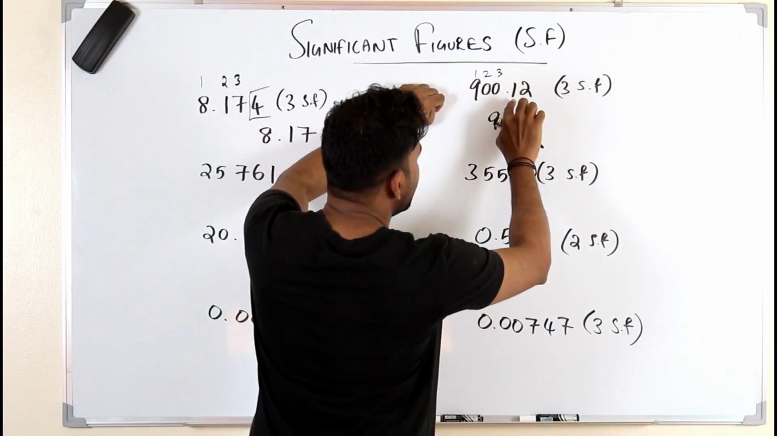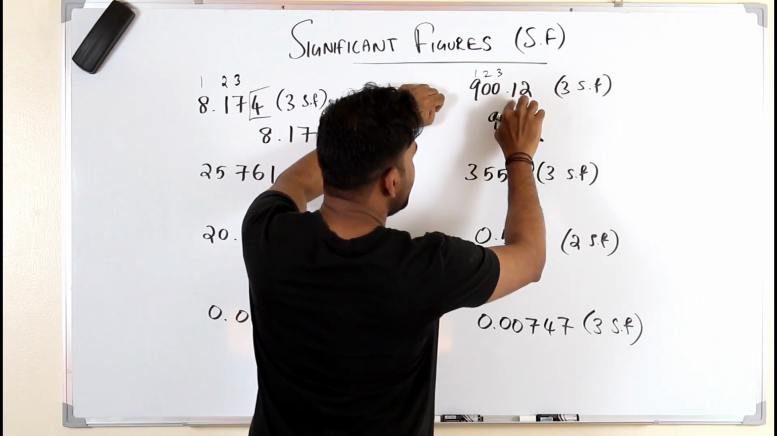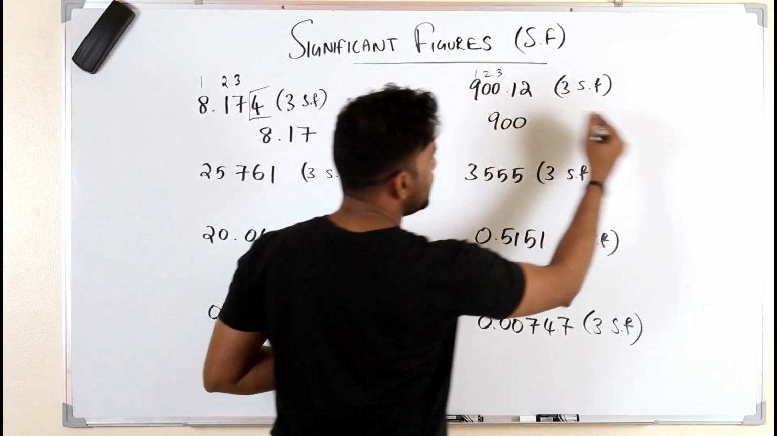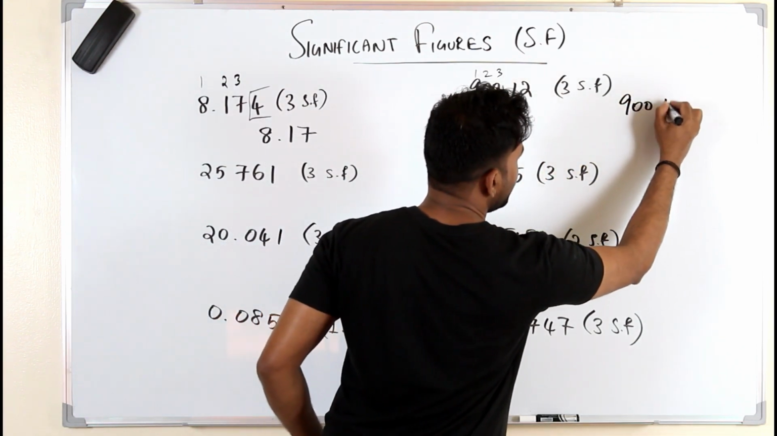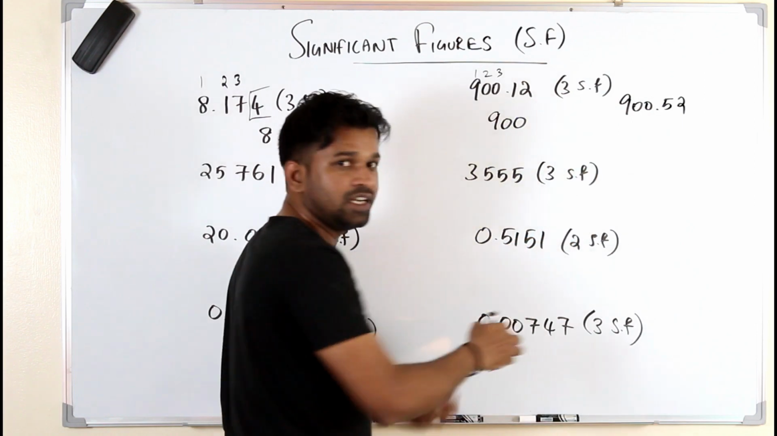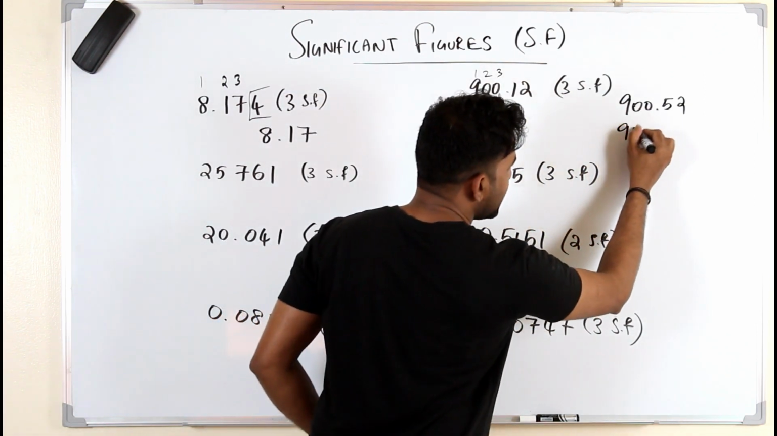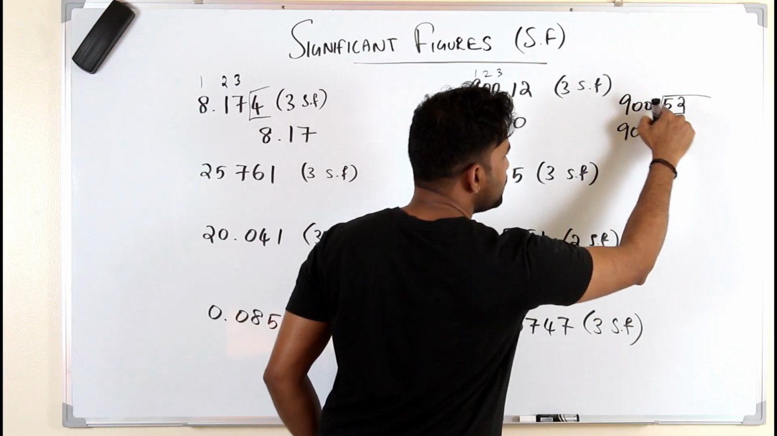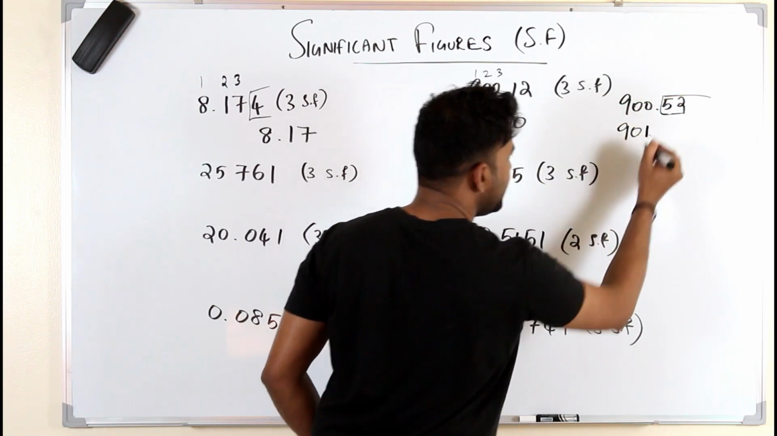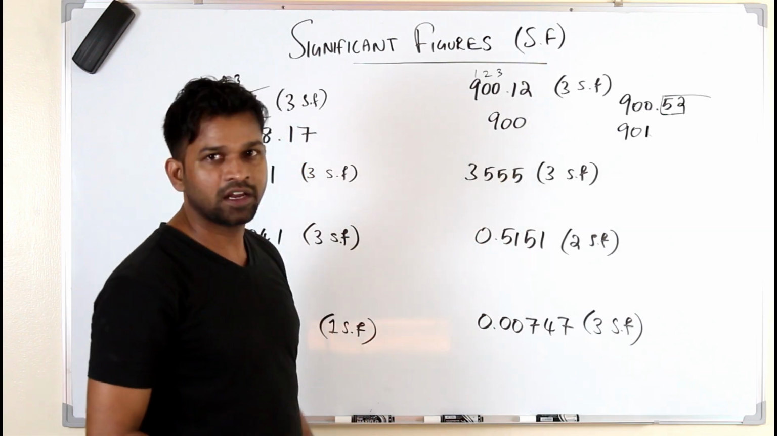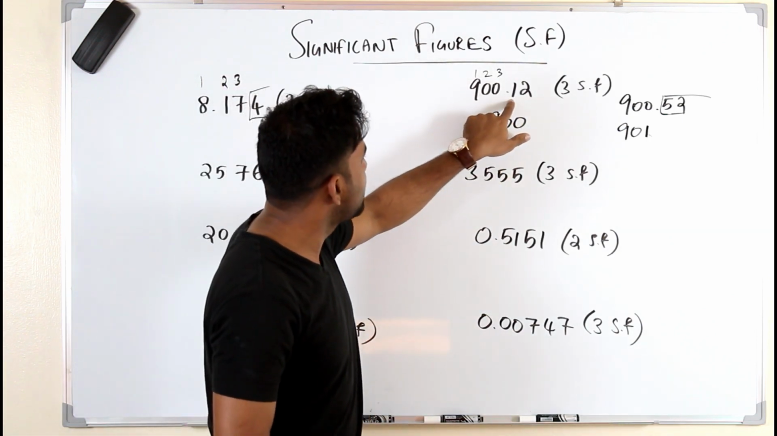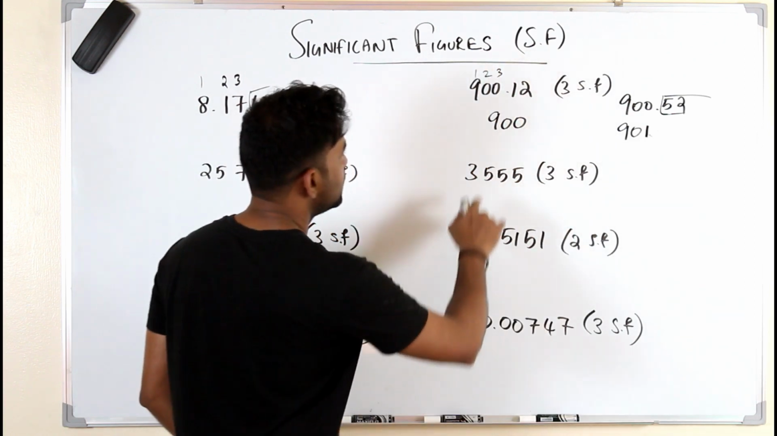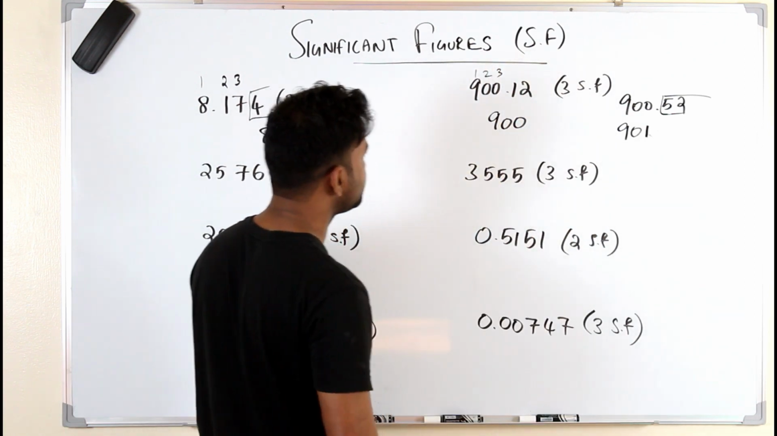But when you omit the last digits, if the digit is 5 or more than 5, you need to add 1 here. For example, if the same number is 900.52, and you want to write this in 3 significant figures, it is 900. When you omit these 2 numbers, this is 5, so you need to add 1 here. It will be 901, not 900. In this case, this number is lesser than 5, so you can omit the digits. So your answer is 900.